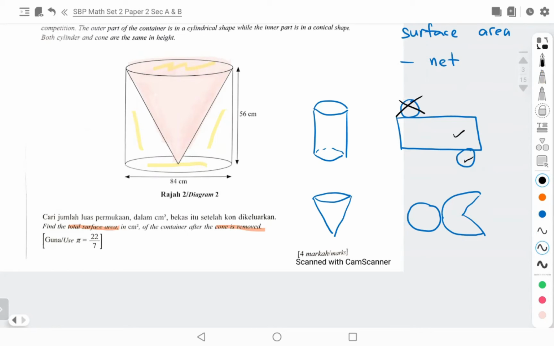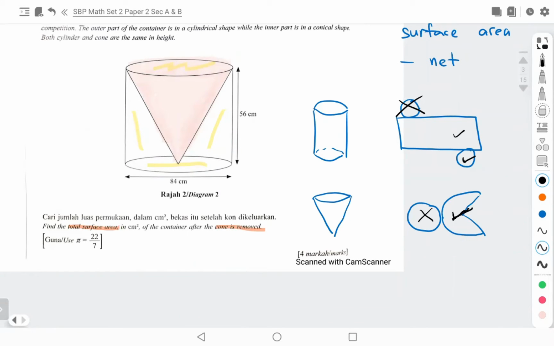And for the cone, this one is the same as this. Correct? The base of the cone is removed. This one will still remain, even though it's removed, just like your baju. If your baju is taken out, the body is still there, right? So this one we still have to calculate. So we have three surfaces we have to calculate: the rectangular shape, one circle, and the curved area of the cone. Three areas.